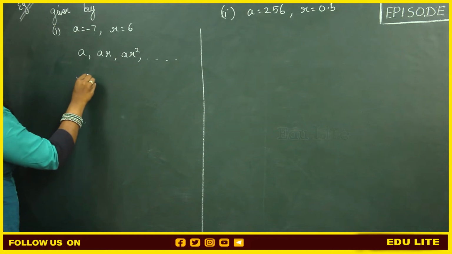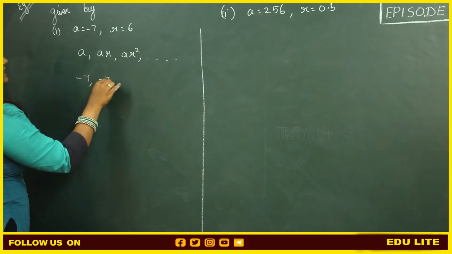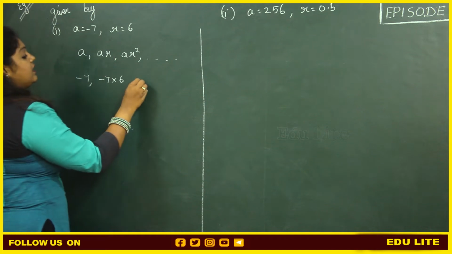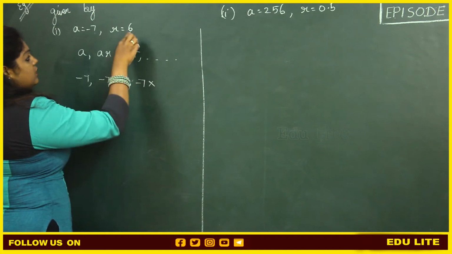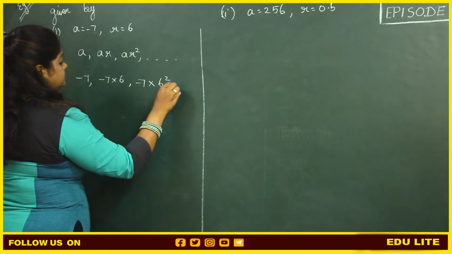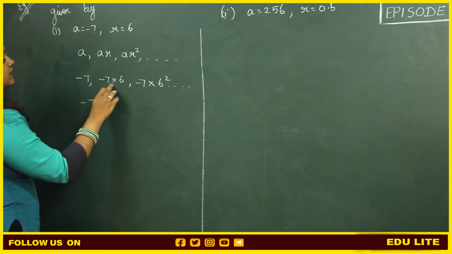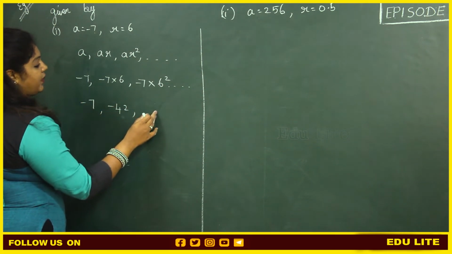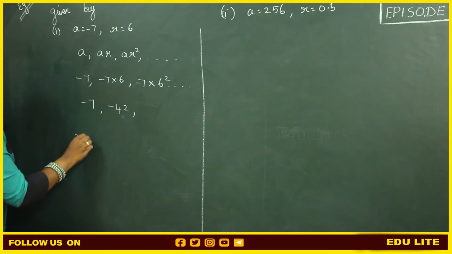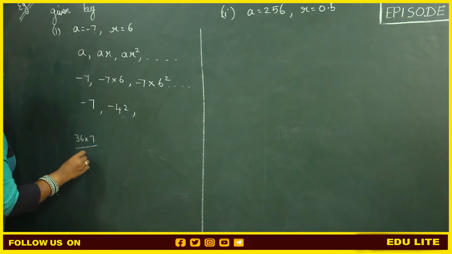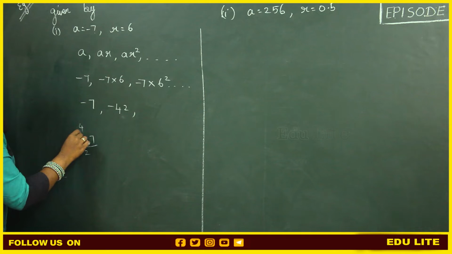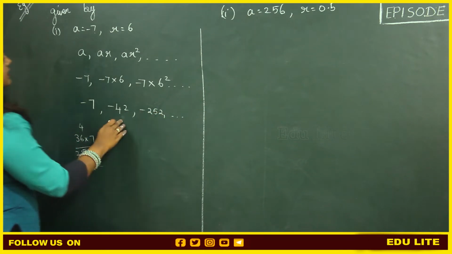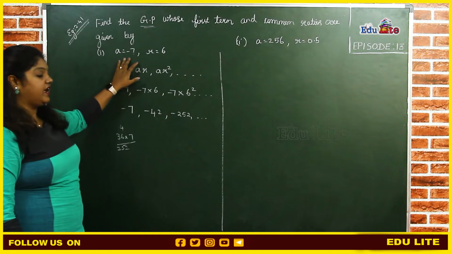A value is minus 7, then minus 7 into R value 6, and the next term will be minus 7 into R square, that is 6 squared. Minus 7 times 6 is minus 42. 6 square is 36, and 36 into 7 is 252. So, minus 252. So, this is the GP for the given values of A and R.